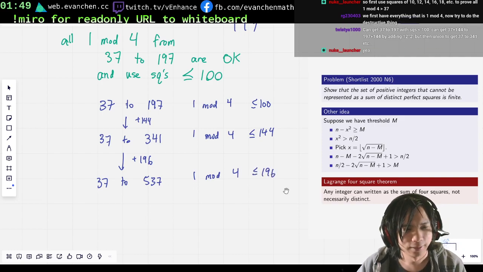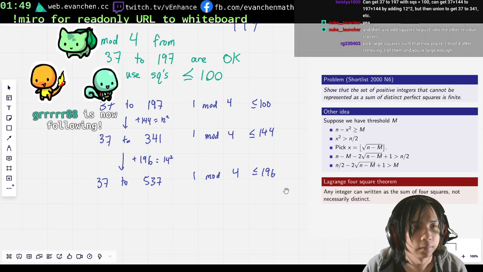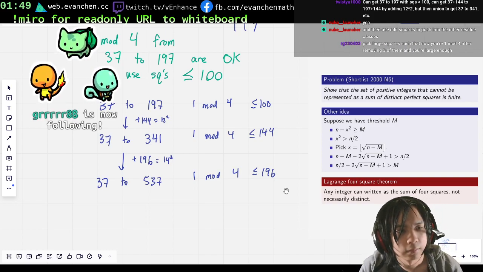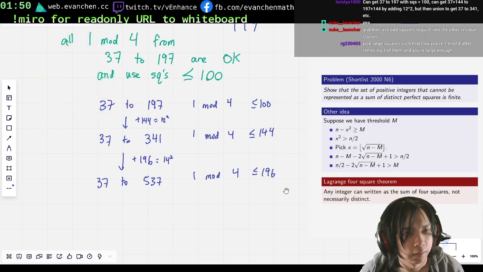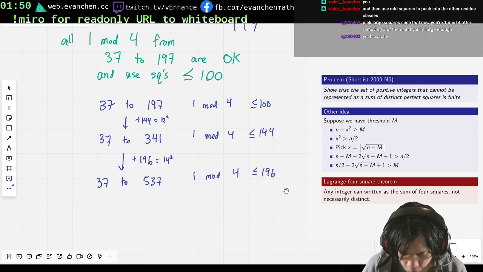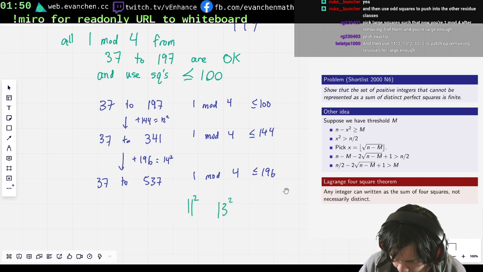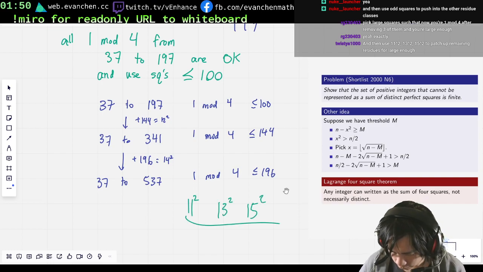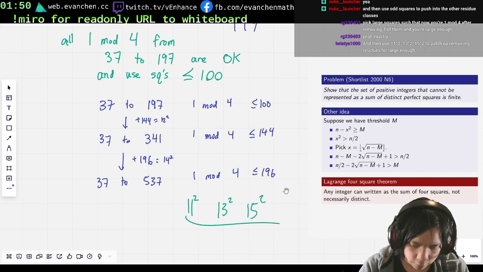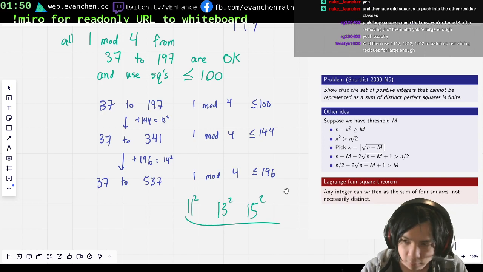Okay, I should be careful. So then you do 12 squared, then you add 14 squared. And then eventually you can get all the 1 mod 4 numbers. And finally, to do the reduction, you pick... Because when I do this, I never use 11 squared, 13 squared, or 15 squared. So now I can use that for the general situation, and then it'll work. Okay, great.